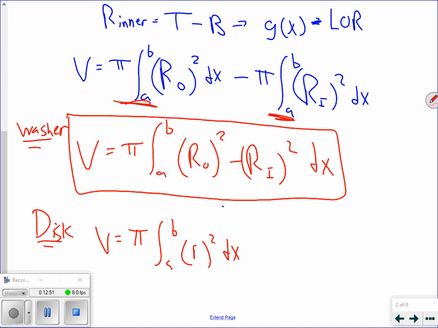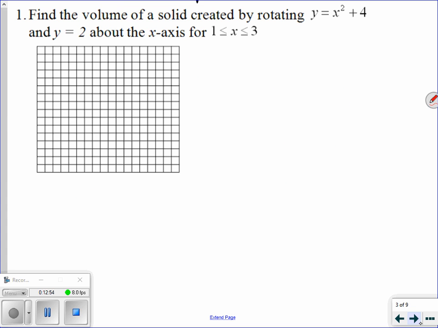So let's look at a couple of examples. See how many examples we can get through. Okay. It says, find the volume of a solid created by rotating this equation and this. Okay, so by rotating that and that, so bounded by that region, about the x-axis when we're between 1 and 3. So the wording doesn't say do washer or do disk. The wording is the same as yesterday's wording. You're just going to have to decide which of the two equations to use based off of how it's rotated, based off if you have a gap or not.